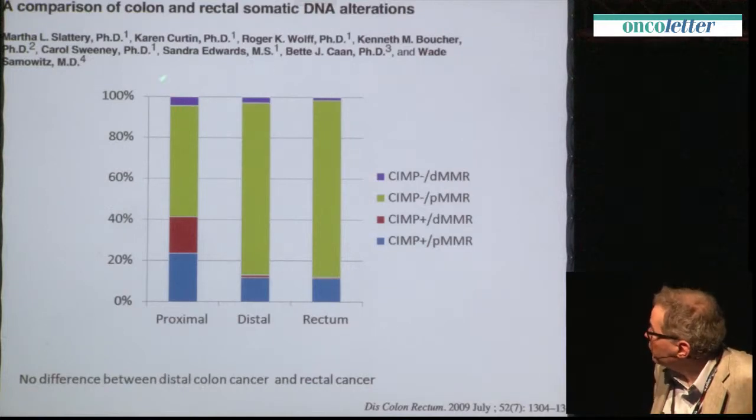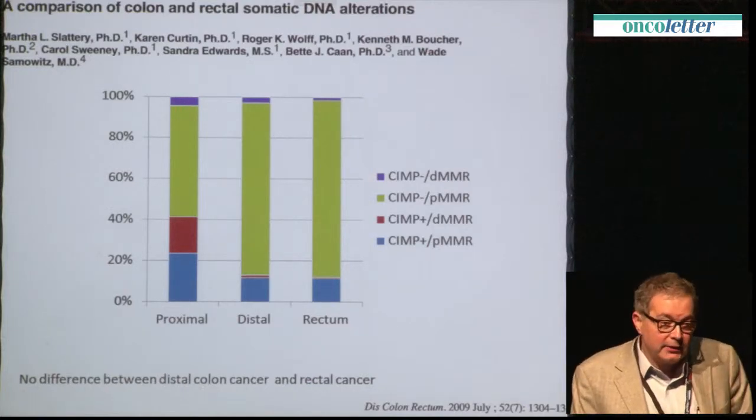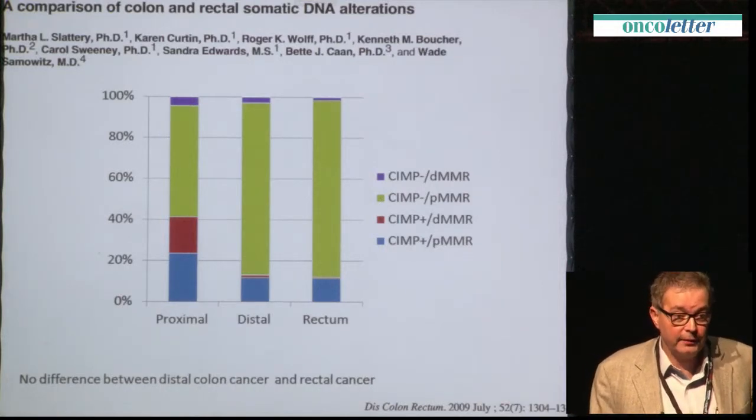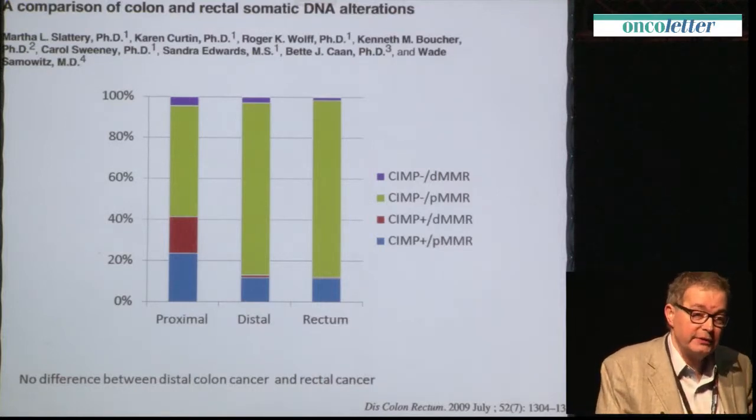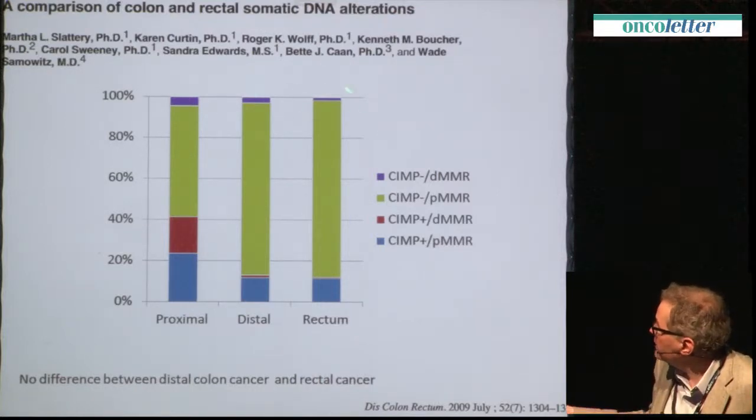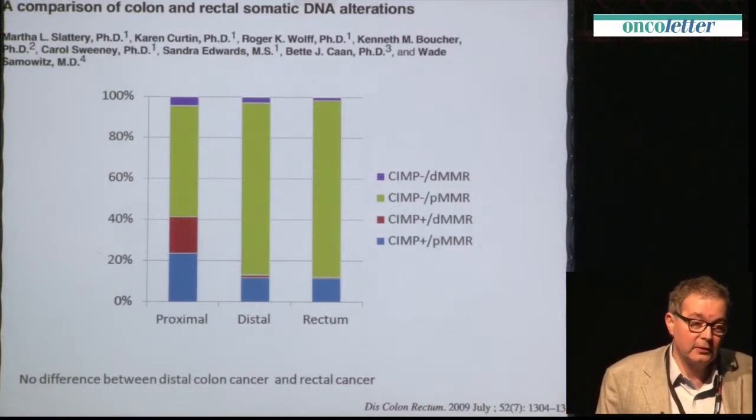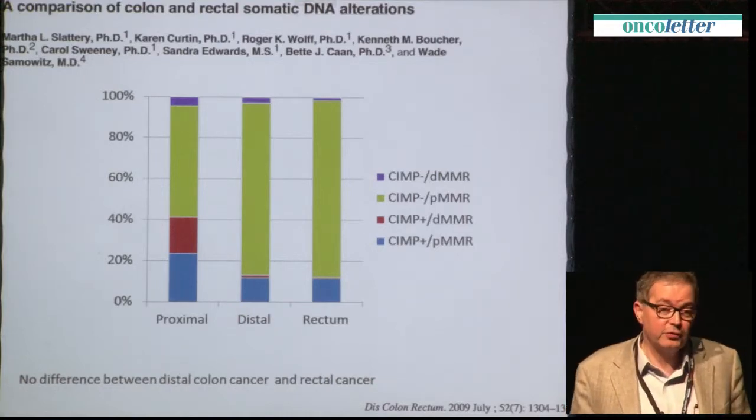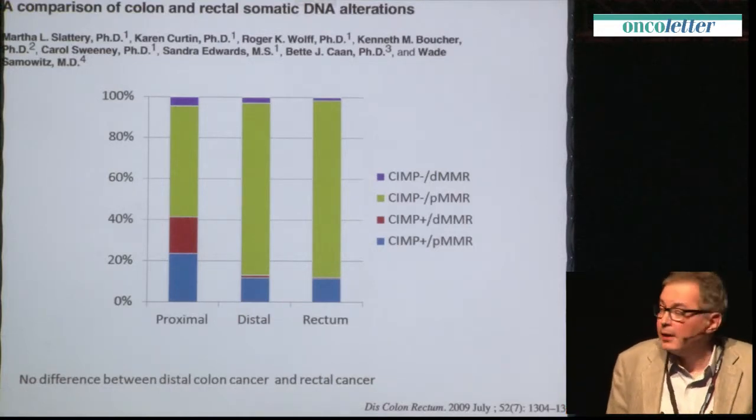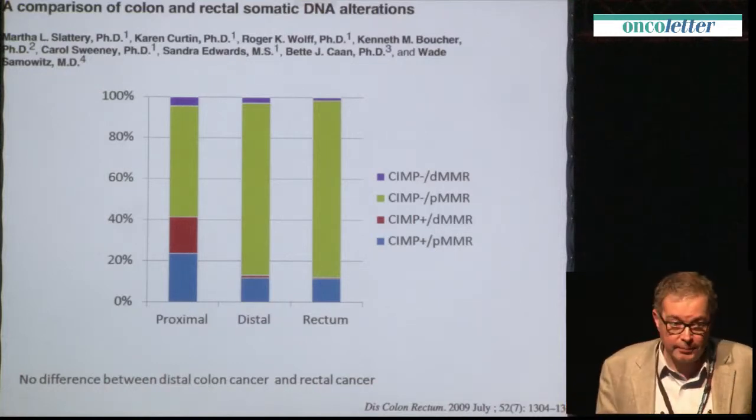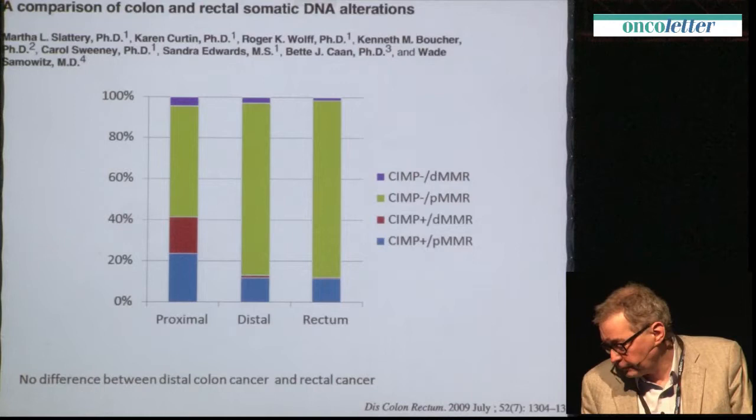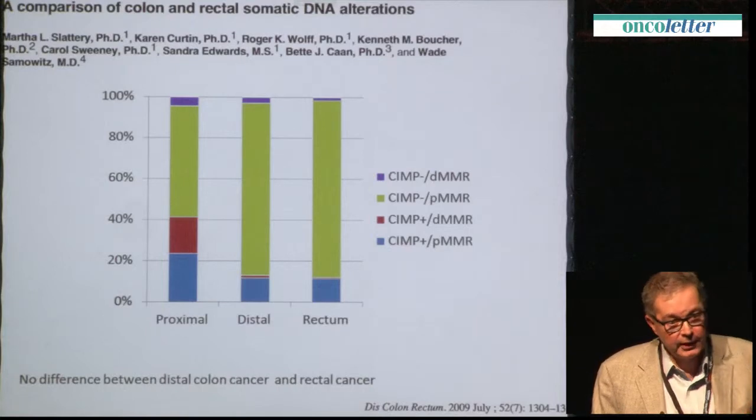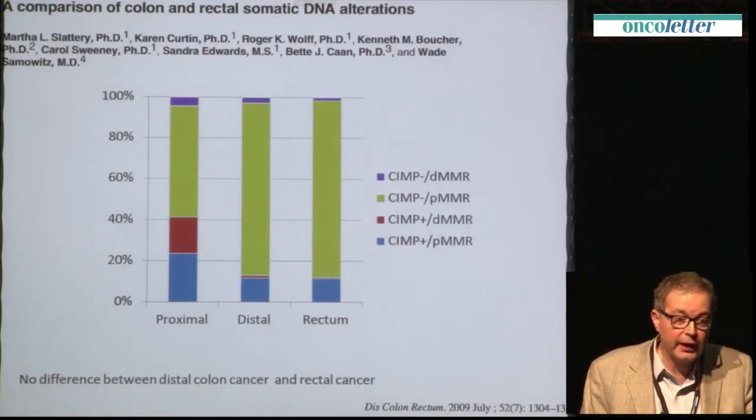You have quite the same percentage, and it is probably correlated with the surface of mucosa in terms of occurrence of HNPCC tumors, since you have fewer HNPCC tumors in the rectal part, just because the surface of the mucosa is much smaller than in the proximal and distal parts of the colon. So in fact, all the difference we observed is the difference between proximal and distal colon, and not between colon and rectum.